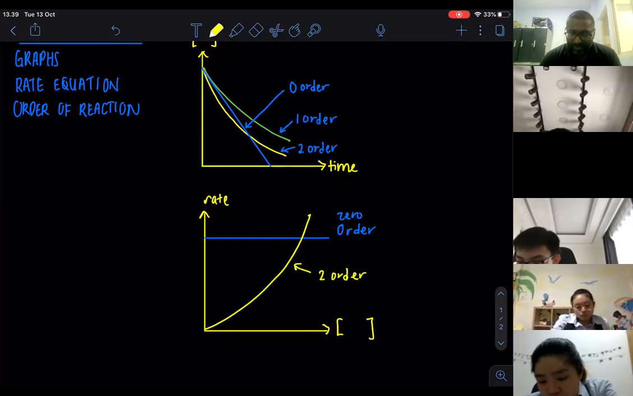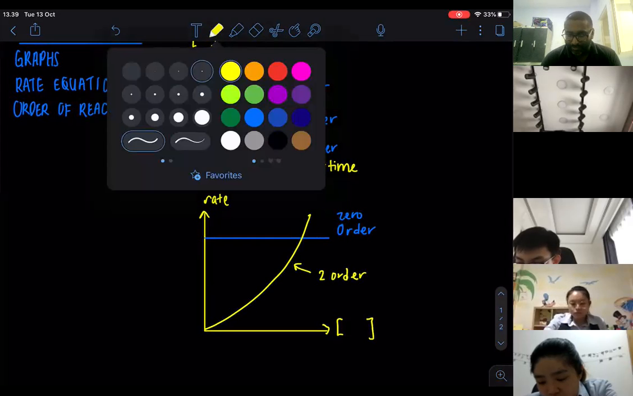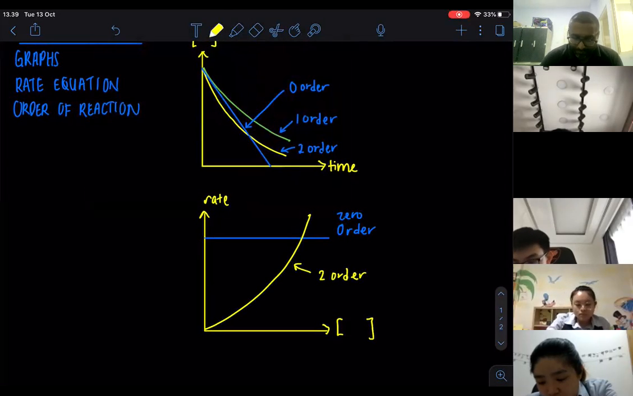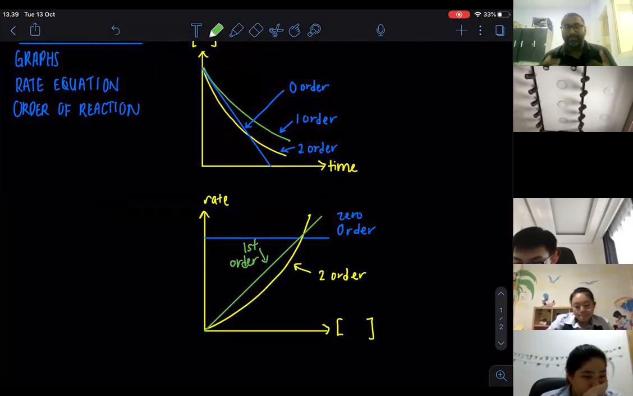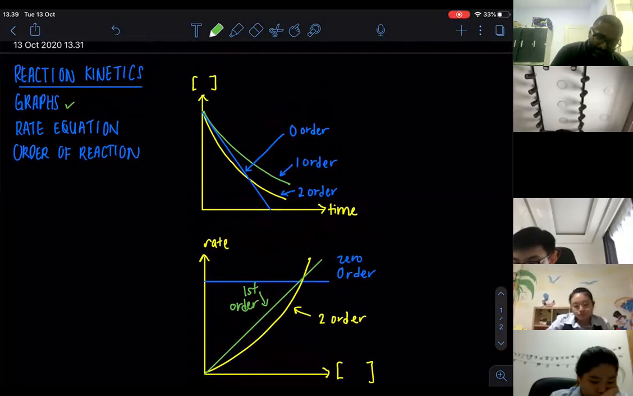And this first order reaction is going to be a straight line graph. So if I change over here, there will be something like this. This is going to be first order. So please do remember, these are the graphs that we need to actually focus on when it comes to your reaction kinetics.